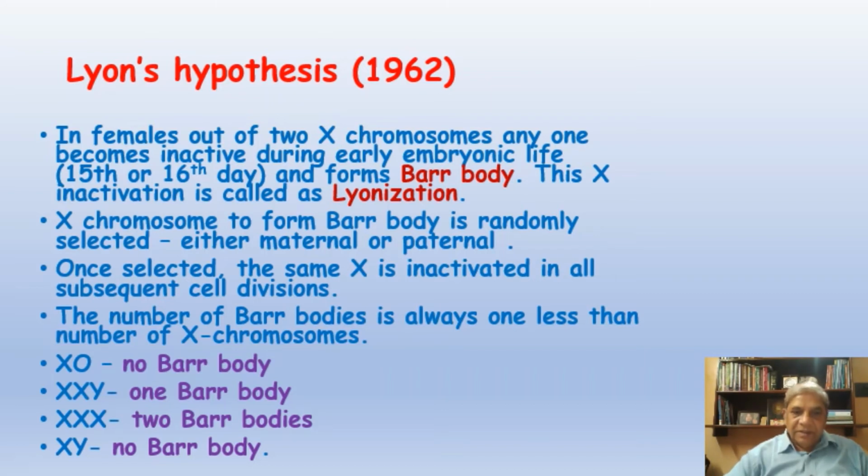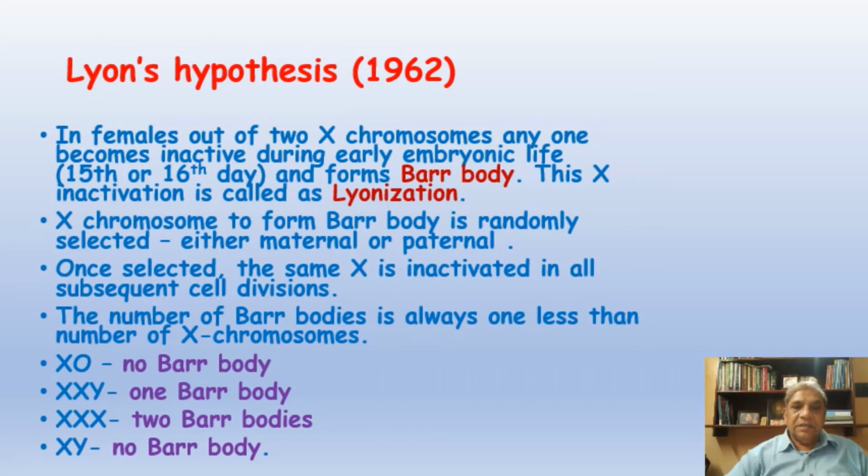Okay, and if a person has two X chromosomes, say for example XXY, which is Klinefelter syndrome, the person is male, but he has two X chromosomes by non-disjunction, which I will tell you after two or three lectures.